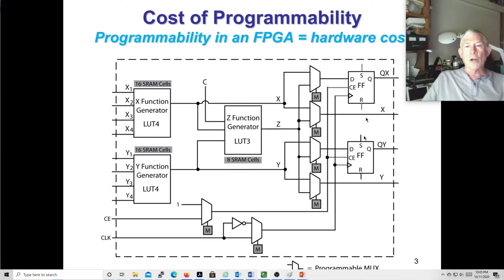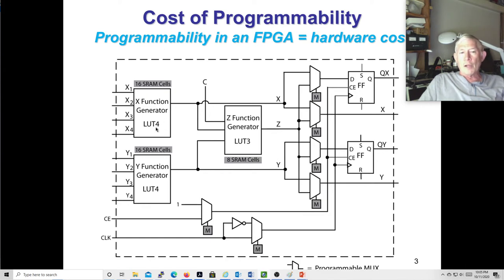Okay, so let's talk a little bit about the cost of programmability. So again, in our chip, these slides are a little bit dated because they go back to a previous generation where we had primarily LUT 4s. But we have LUT 6s. So we have some advantages over this. But in any event, how is the programming set up?